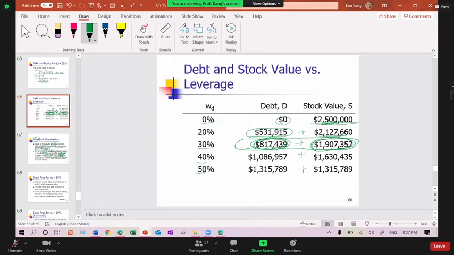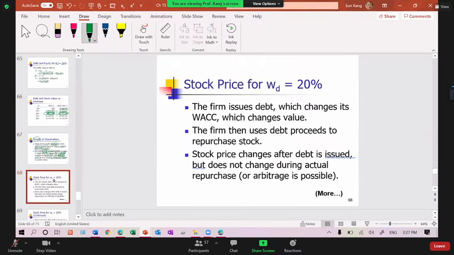So we think about what happens to shareholders' wealth. And then now very important, stock price. Then what is the stock price? When 20% debt ratio. Then if the company issues debt, then what?